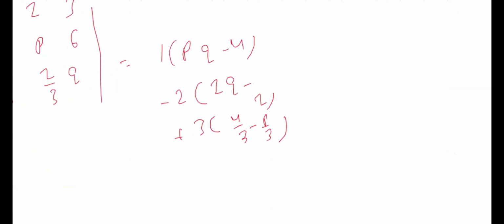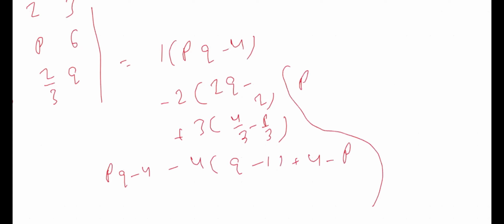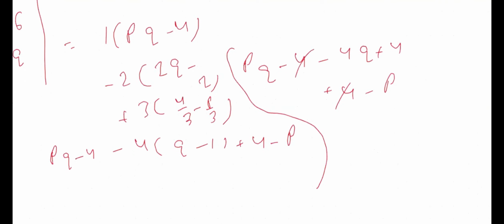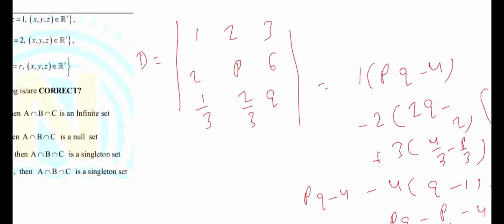So look here: pq minus 4q minus 1 plus 4 minus p. If we simplify this, it becomes pq minus 4q plus 4 minus p. Here pq gets nullified, we get minus p minus 4q minus 1, and q minus 1 is also common, so we get (p minus 4) into (q minus 1). That is p minus 4 and q minus 1.